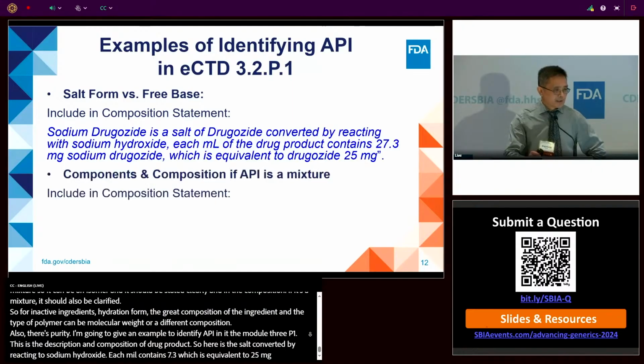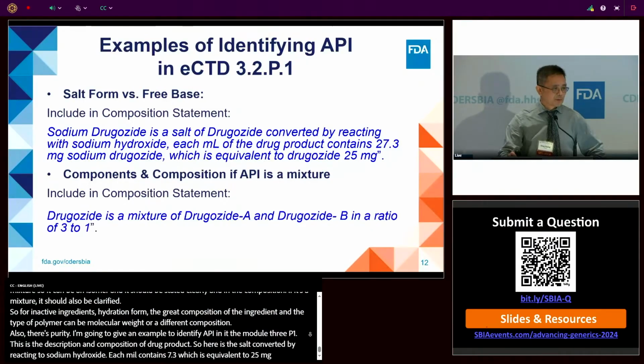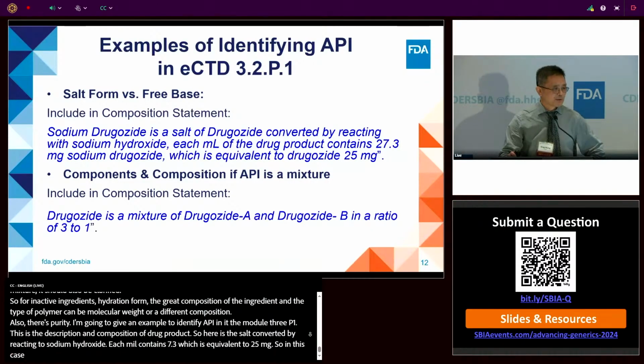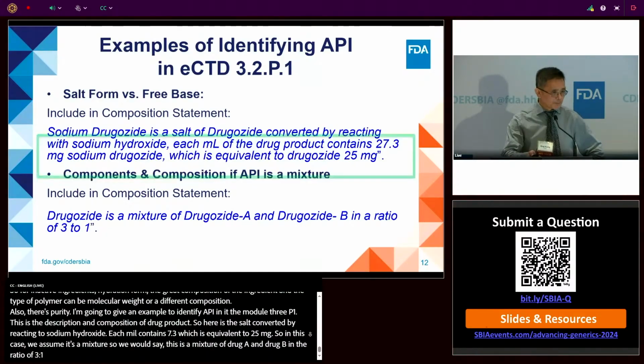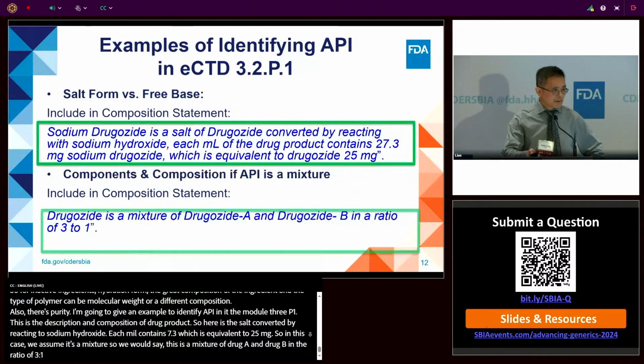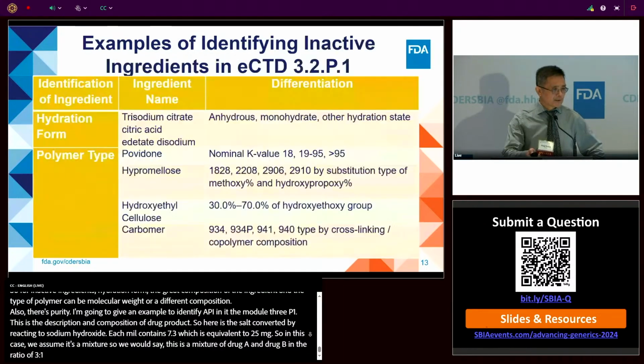So in this case, we assume the API is a mixture. So you would say drugside is a mixture of drugside A and drugside B in a ratio of 3:1. This is an example to explain it. So yeah, this is very clear.